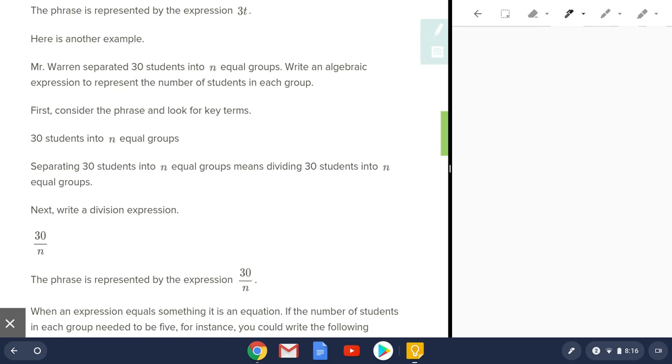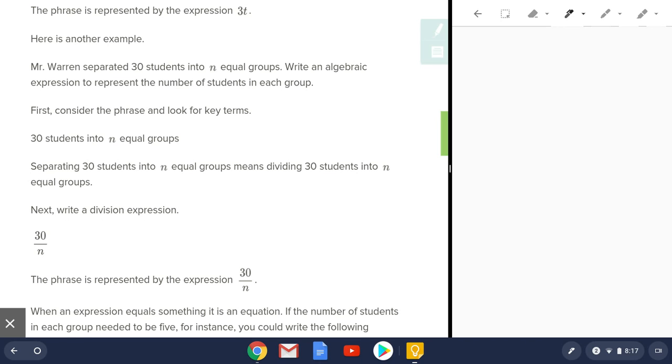If we're separating something, if we're separating a pile of Skittles into a number of different groups, what are we doing with our total group amount of Skittles? Are we multiplying them? Are we dividing them? We are dividing them. We're dividing our big batch into smaller, tinier groups. Nice job, guys. So Mr. Warren separated 30 students into n equal groups.